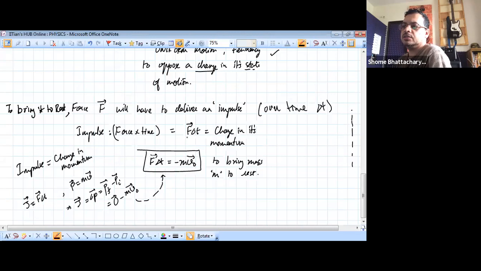This is that operation of multiplying a vector with a scalar. Force is a vector, time is a scalar. So force into time remains a vector quantity. The symbol of impulse is J. Capital J is the symbol that we use for impulse.